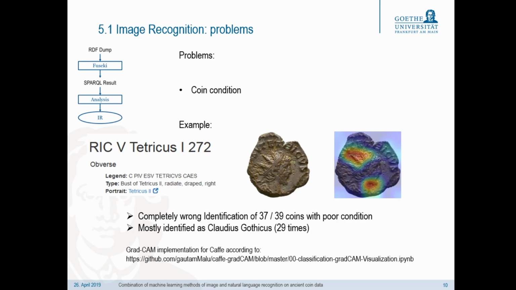We investigated that problem with the GradCam approach, which provides a heat map with the pixels responsible for the classification. Now you can see that heat map here. This heat map shows 2 major zones of interest, the radiate crown and the chin. You can see them here as the red zones. The model used these zones to classify Tetricus II as the Emperor Claudius Gothicus, 29 times. So we think the poor condition of these coins led to this confusion, and this should also be solved in the training process.